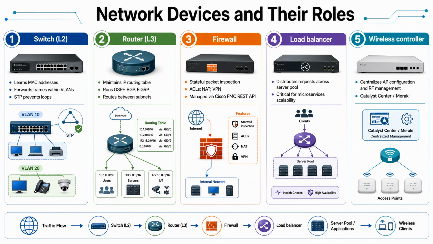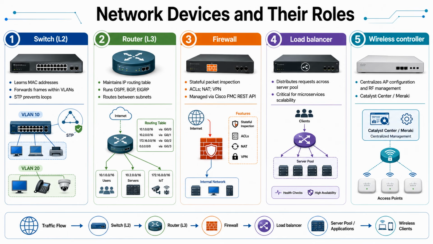The router operates at layer 3, the network layer. It maintains an IP routing table, a structured map of which network prefixes are reachable via which next-hop interface or IP address, and it uses routing protocols like OSPF, BGP, or EIGRP to build and maintain that table dynamically. Routers connect different IP subnets together and handle inter-VLAN routing when configured as a router on a stick, or when integrated into a layer 3 switch.